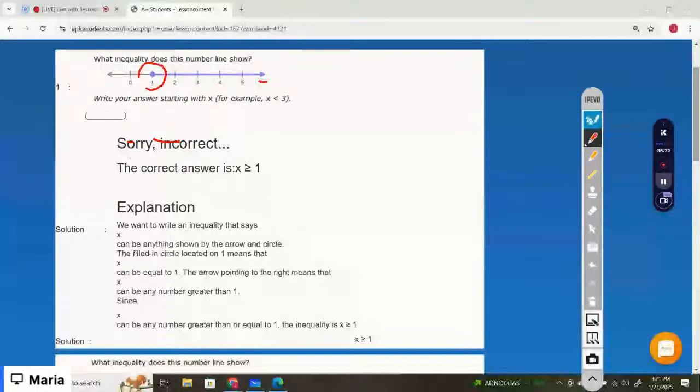The arrow is pointing to the right-hand side. That means the values are increasing. Got it? And here you have a filled-in circle on 1. A filled-in circle means x is greater than 1, because that is starting from 1. And because that is a filled-in circle, you have an equal sign over here. So x is greater than or equal to 1. That means 1 and all the numbers greater than 1 are the solution of the inequality.